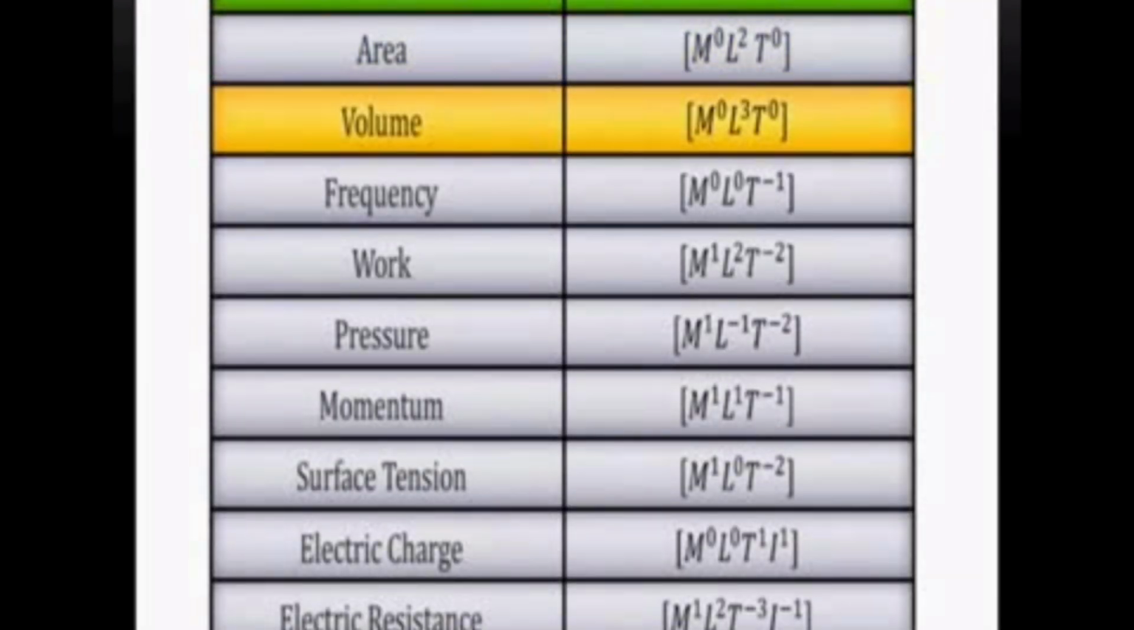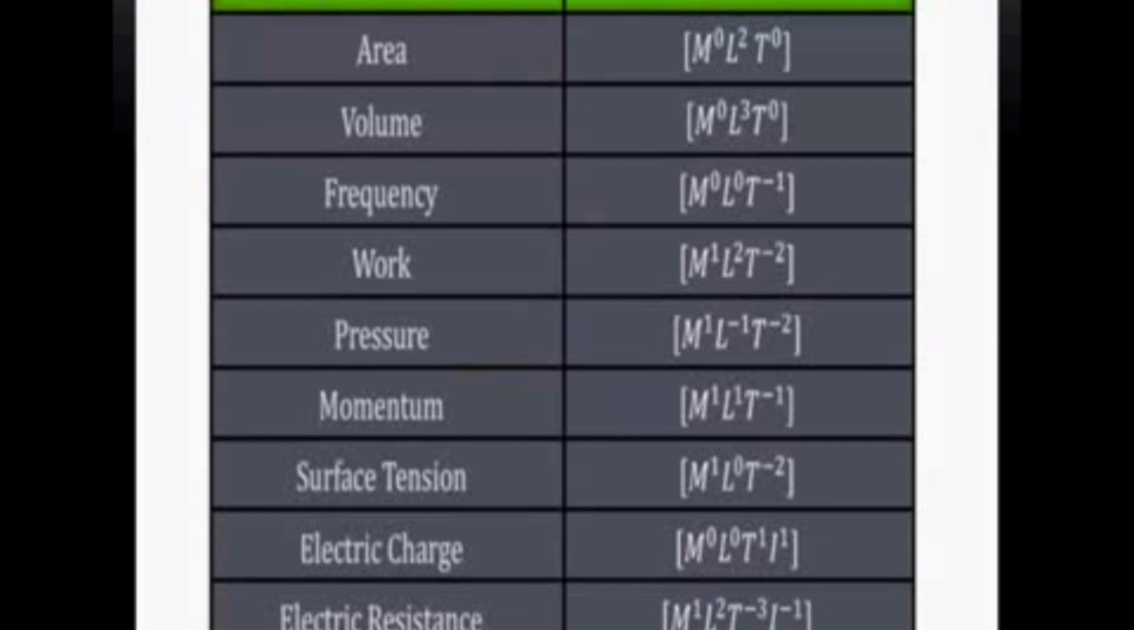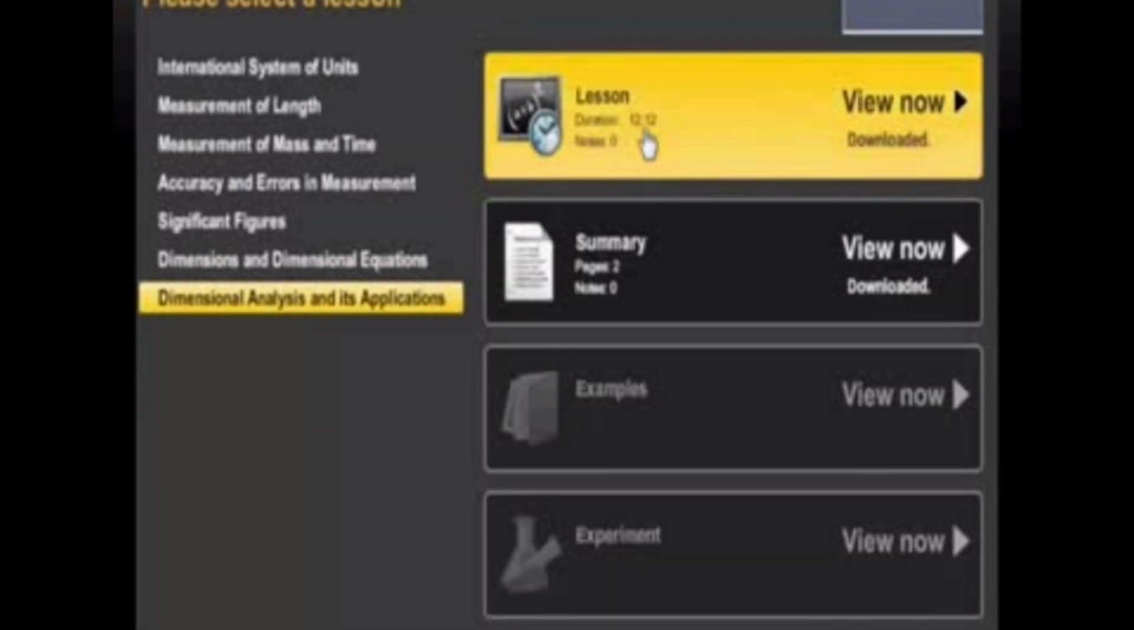Right. So these are some dimensional formulas for physical quantities: pressure, momentum, surface tension, electric charge, and electrical resistance. Another set: area, volume, frequency, work. These are the dimensional formulas for these derived quantities. You can find the dimensional formula for any physical quantity by using M, L, and T, mass, length, and time period. Using that, you can write all the calculations.